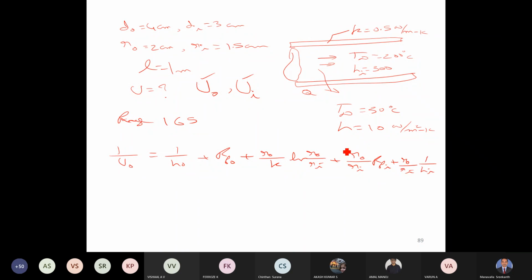So HO is the outside heat transfer coefficient. HI is the inside heat transfer coefficient. The second term, RFO, is the fouling factor on the outside. Similarly, RFI is the fouling factor on the inside. In our problem, the fouling factor is not given. That means the resistance due to the fouling factor we can take as 0. That means this term and this term will vanish.